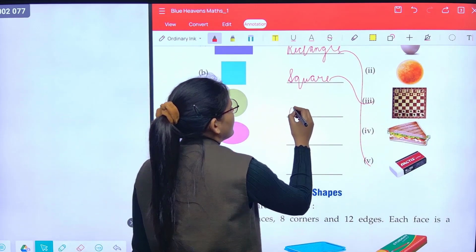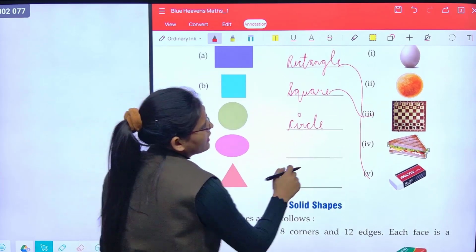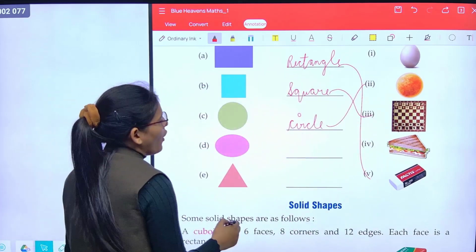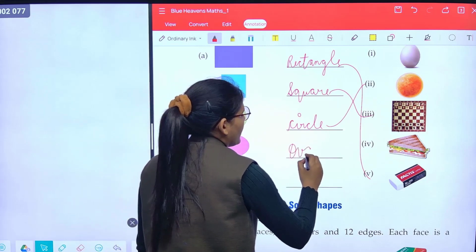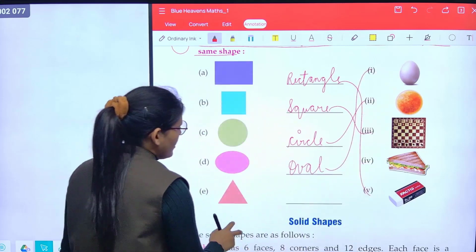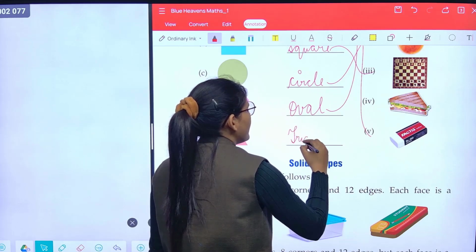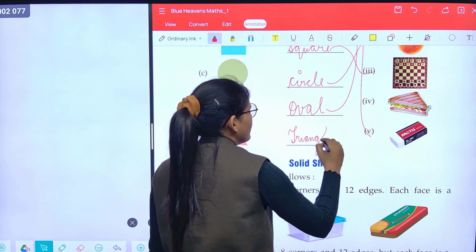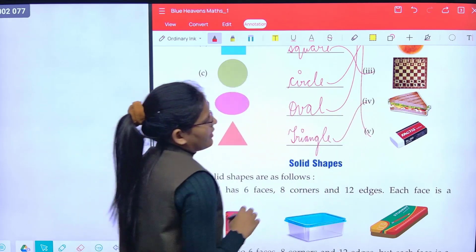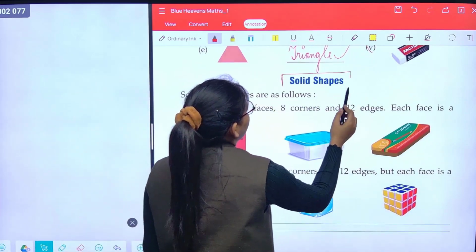It is circle. Where is circle shape object? It is here. Now, which shape is this? It is oval. O-V-A-L, oval, and it is egg. Now class, which shape is this? It is triangle. Triangle, and object is sandwich. Okay. Now class, come on, solid shapes.